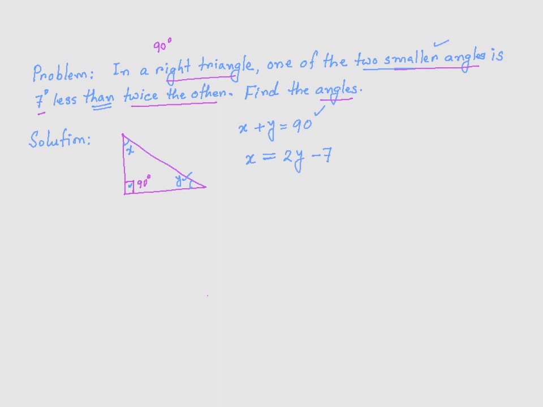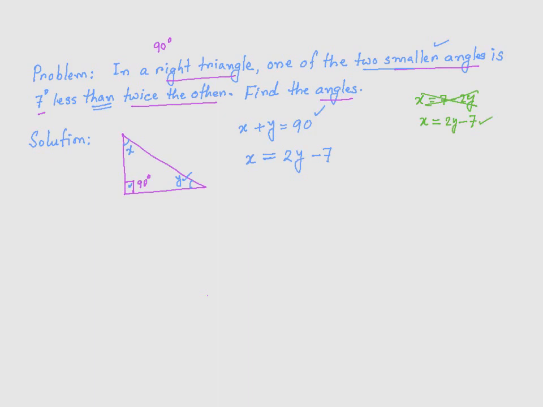A very typical mistake students make is the following. They would write X is equal to 7 minus 2y. That's not what you mean. You mean just the opposite. X is 7 less, that means you take away 7 from something. And what is that something? 7 less than something, which is 2y. So this is the correct one and this is the wrong one.